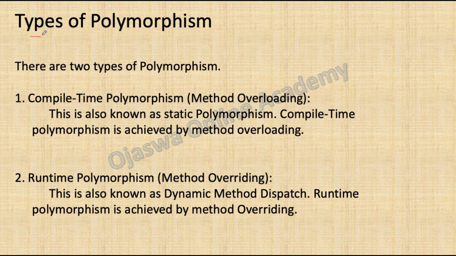Types of polymorphism. In Java, there are two types of polymorphism. First is compile time polymorphism. This is also called static polymorphism. Compile time polymorphism is achieved by method overloading. We are going to see what is method overloading. Second type of polymorphism is runtime polymorphism. This is also called dynamic method dispatch. Runtime polymorphism is achieved by method overriding.